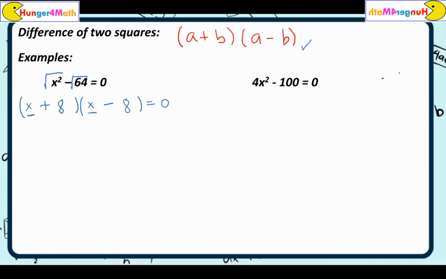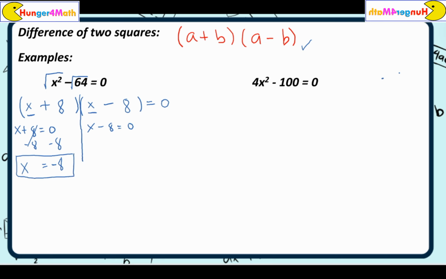Now we're going to solve for the value of x. We split it and equate both factors to 0. The first is x plus 8 is equal to 0, and the second is x minus 8 is equal to 0. Now let's isolate the x. Here we're going to subtract 8 from both sides. Bring down x. Then 8 minus 8 is 0, equal to 0 minus 8, which is negative 8. So the first value of x is negative 8.